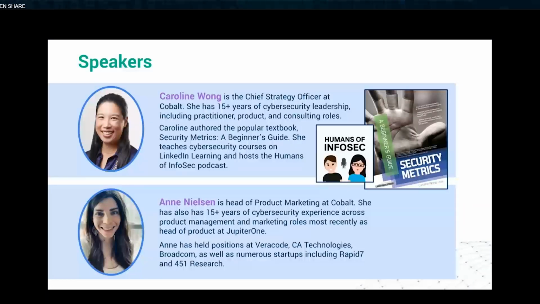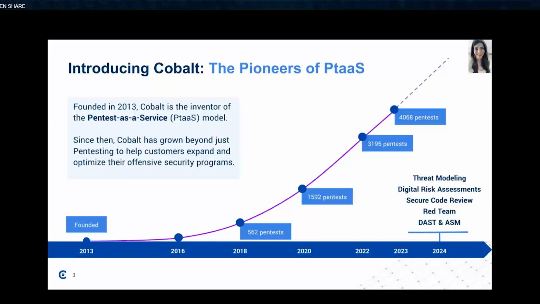So, what is Cobalt, and where does Cobalt come into play, and what do we do? Just so that you understand where we're coming from, Caroline and I, as we talk about our perspective on AI and what customers and what the world is trying to do with AI when it comes to security. Cobalt started in 2013, and since then has grown, and our focus has been on penetration testing.